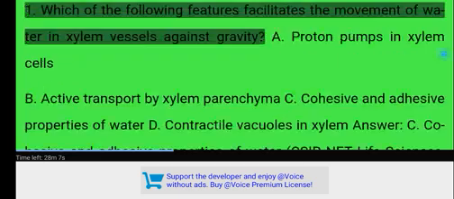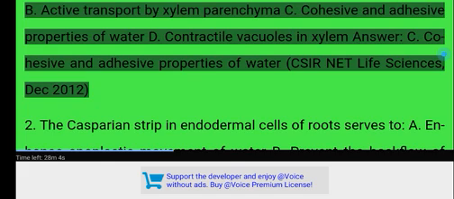Previous year CSIR NET questions. 1. Which of the following features facilitates the movement of water in xylem vessels against gravity? A. Proton pumps in xylem cells. B. Active transport by xylem parenchyma. C. Cohesive and adhesive properties of water. D. Contractile vacuoles in xylem. Answer: C, cohesive and adhesive properties of water. CSIR NET Life Sciences, December 2012.